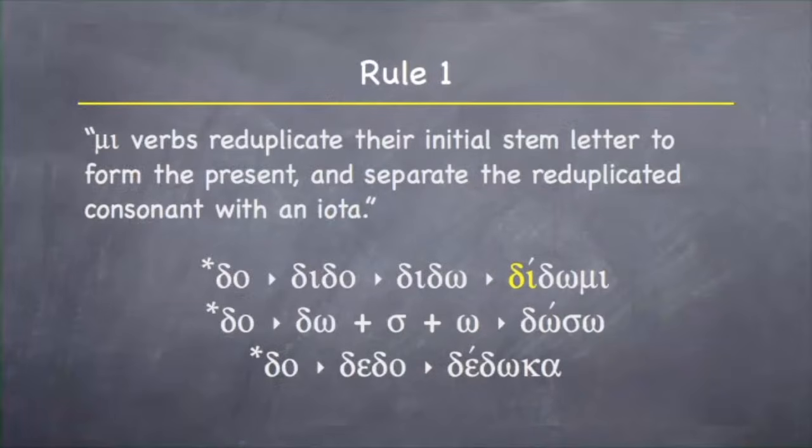You have the root do, and it's going to lengthen to an omega, and then you add the sigma and the normal endings, and you end up with doso. Okay, that's no big deal. In the perfect, you have do being reduplicated to de-do, and you have dedoka. So this reduplication with an iota is only in the present tense, and by implication, therefore, the imperfect. It's not in the others. So it's the present that's the weird one in these things.